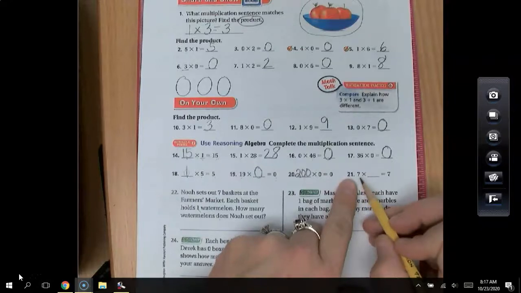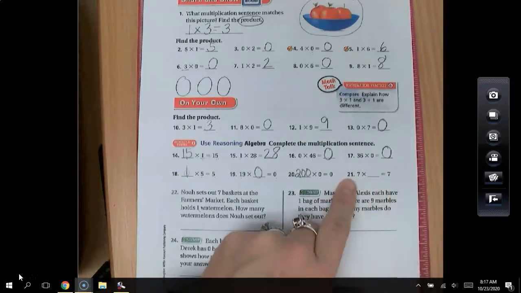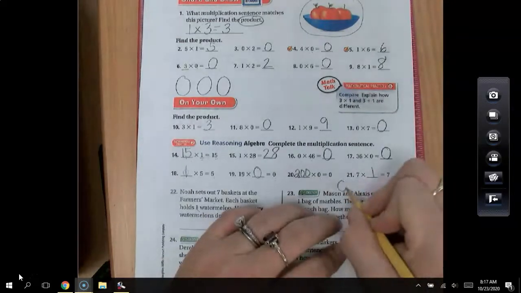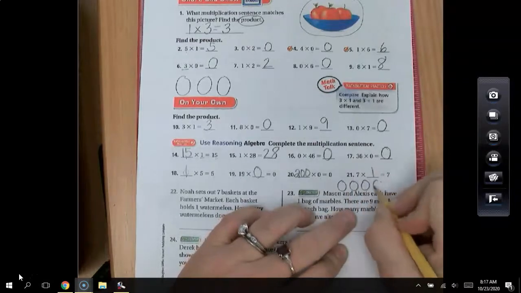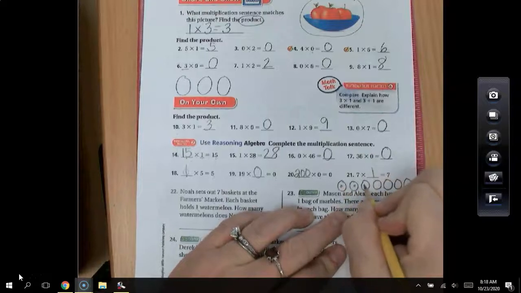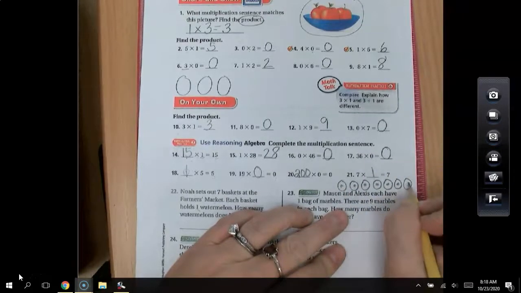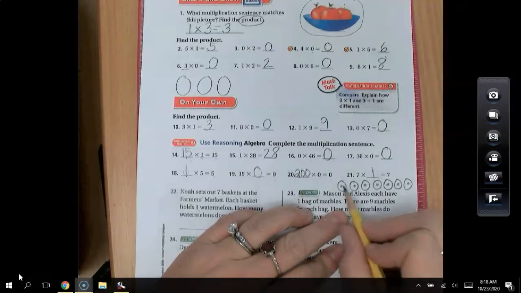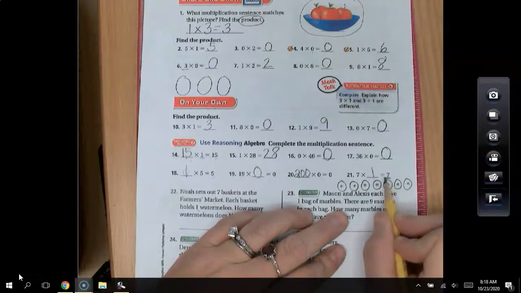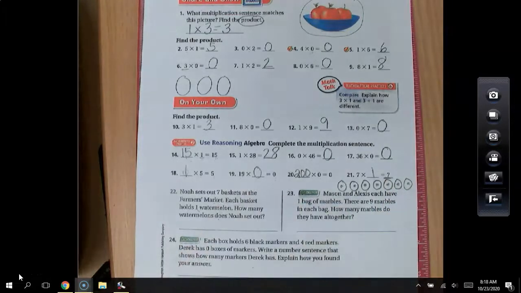Number 21, 7 times what equals 7? Well, I know that any number times 1 is always that other number. 7 times 1 is 7. That's like having 7 groups, 1, 2, 3, 4, 5, 6, 7, and having 1 in each group. And if I added all of those up, 1, 2, 3, 4, 5, 6, 7, I get 7. Good job.